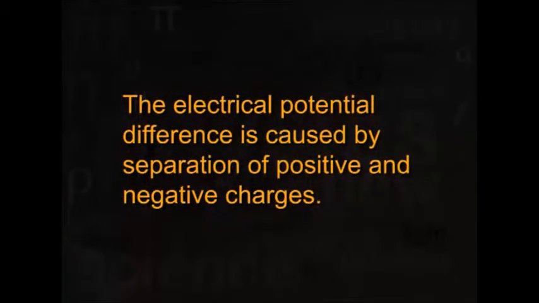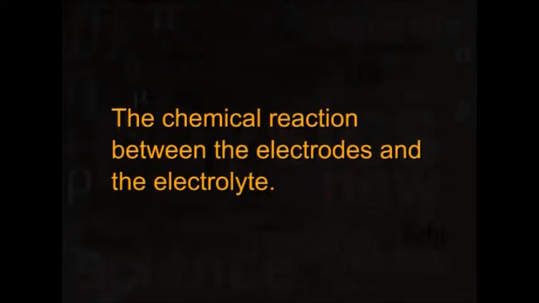the electrical potential difference is caused by separation of positive and negative charges, and this separation results due to the chemical reaction between electrodes and the electrolyte. Now, being a potential, this electromotive force can drive a unit charge outside the circuit, from an electrical terminal of a higher potential to another terminal of a lower potential, and thus it will perform some work.